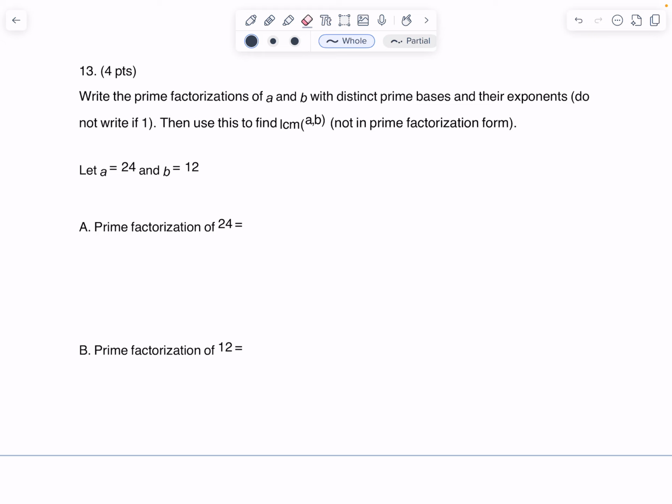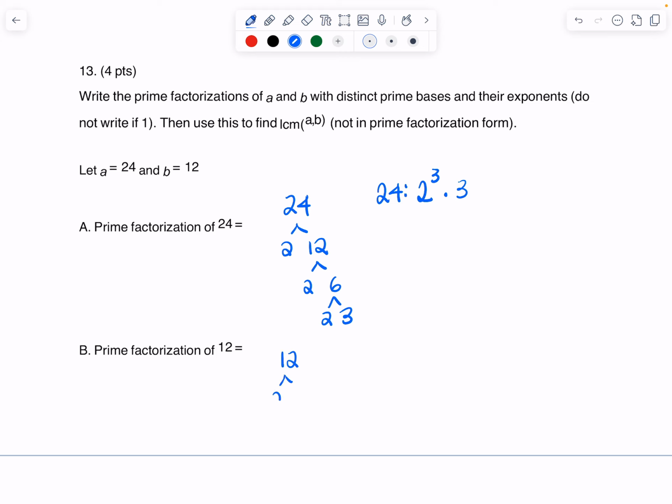So 24, 2 goes into this 12 times, 2 goes into 12 6 times, and finally 2 goes into 6 3 times. So the prime factorization of 24 is 2 to the third times 3. Now we have to do 12. So 12 is 2 times 6, and 2 goes into 6 3 times. So 12 is 2 to the second times 3.